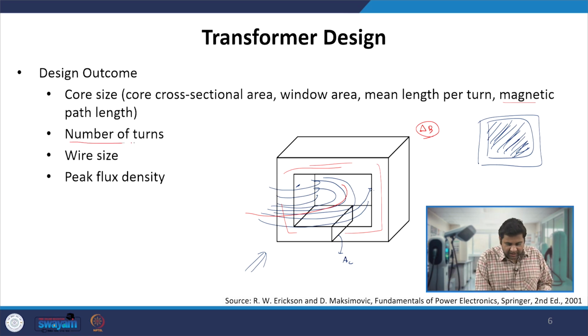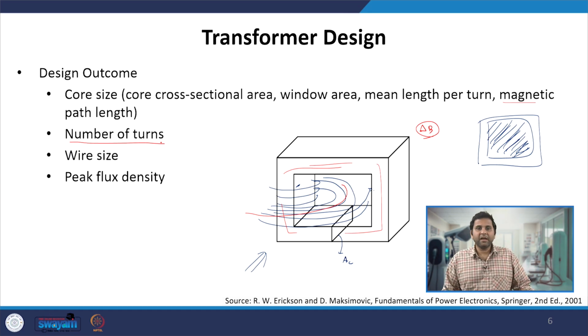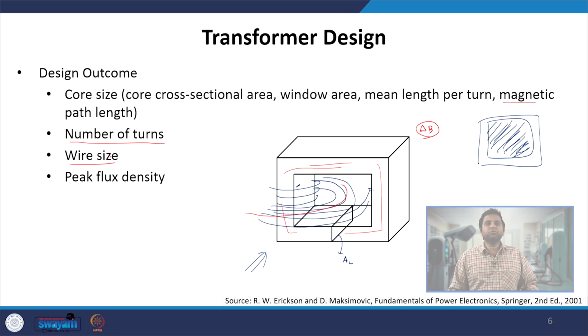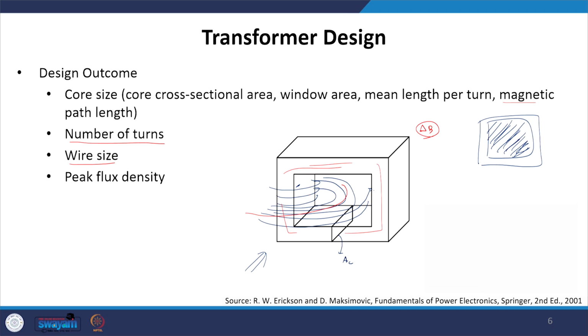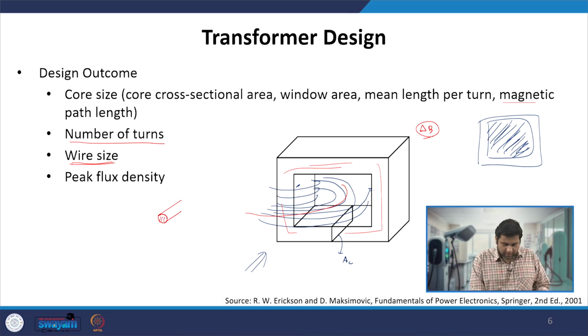And then we also have to know the number of turns we have in the different windings, because in a transformer we have multiple windings. Then, what is the size of the wire which is used to wind the transformer? That is also needed, because the wire is generally copper wire which looks something like this, and if you look very carefully, the size depends upon the diameter of this wire. So that is the wire size we are talking about.